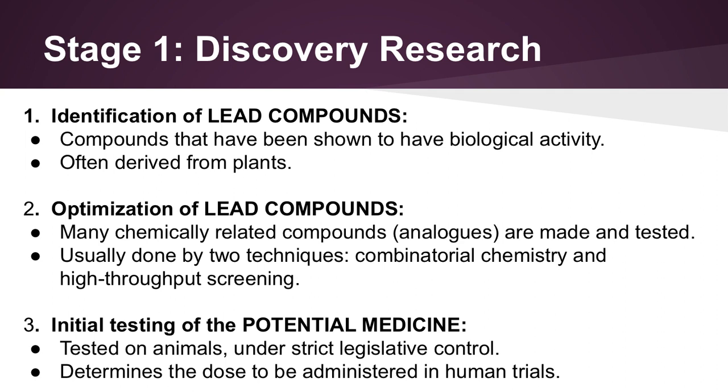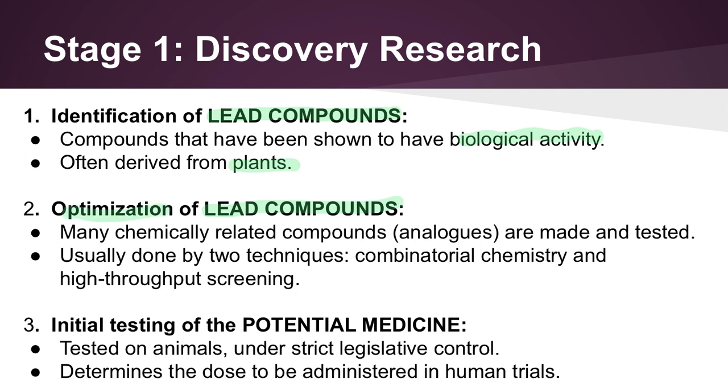The first stage is discovery research. This is where we identify lead compounds, not lead the metal, but lead compounds. And so these are compounds that have been shown to have biological activity. And usually they're derived from plants because plants have lots of really special properties that affect biology. And then once those compounds have been identified, they will be optimized.